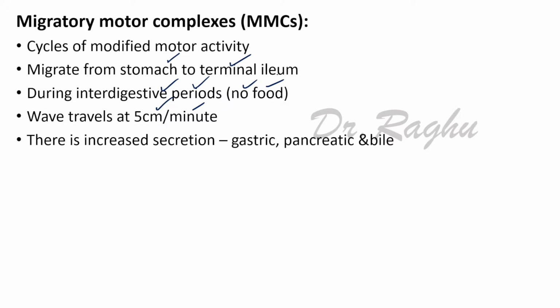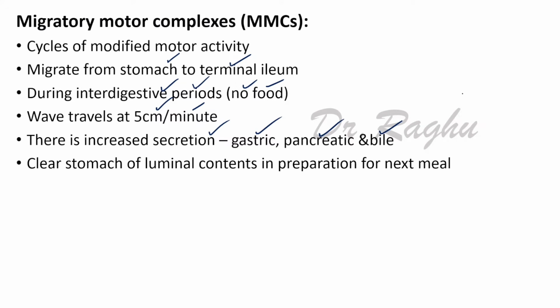During this period, when the migratory motor complexes are present, there is an increase in gastric secretion, an increase in pancreatic secretion, and an increase in biliary secretion. Why do these complexes have to be there? Because they help in clearing the stomach of luminal contents in preparation for the next meal. There could be some residual food present in the stomach, and even that residual food has to be cleared off. So the stomach is now completely ready for the next meal.